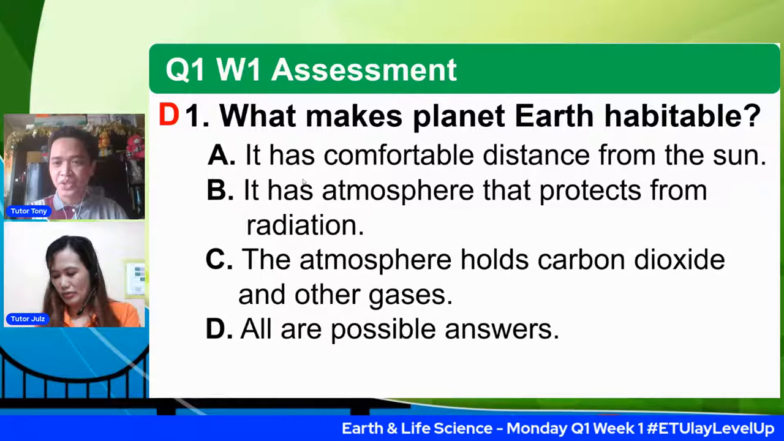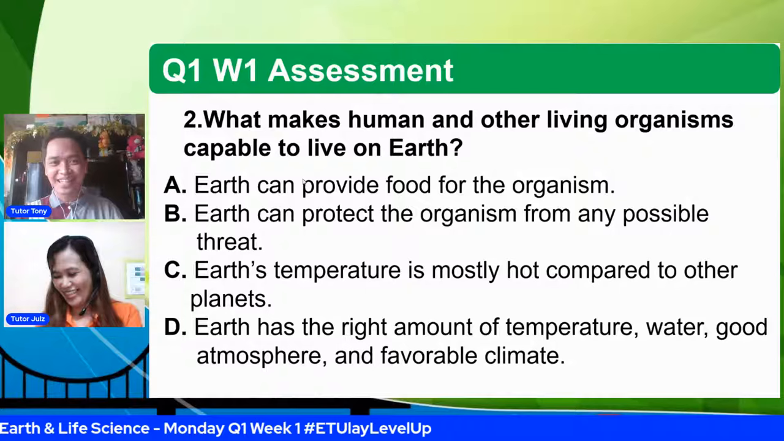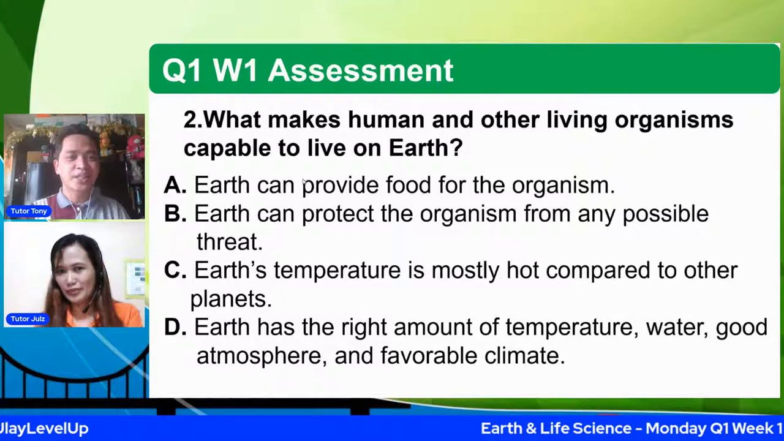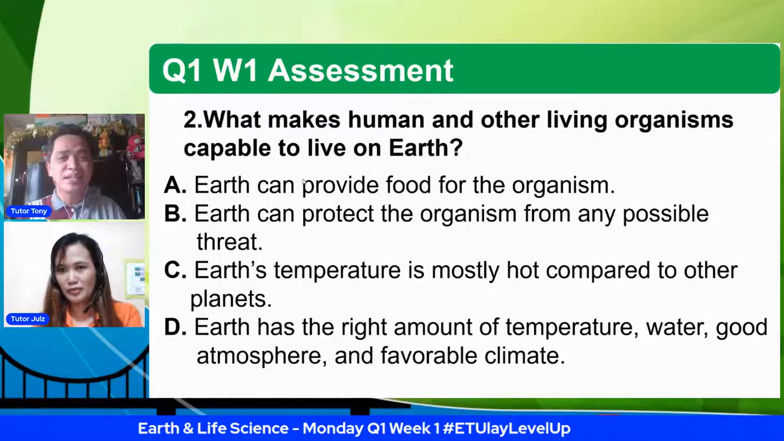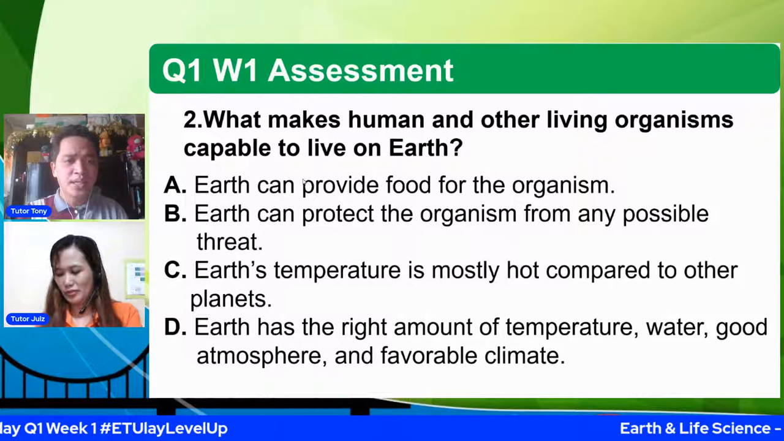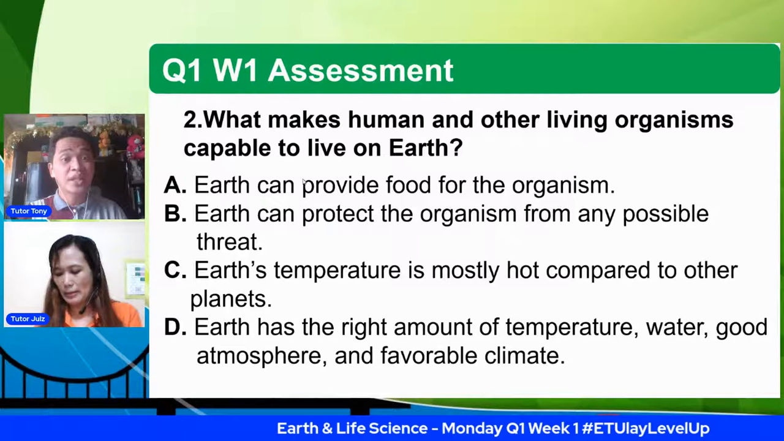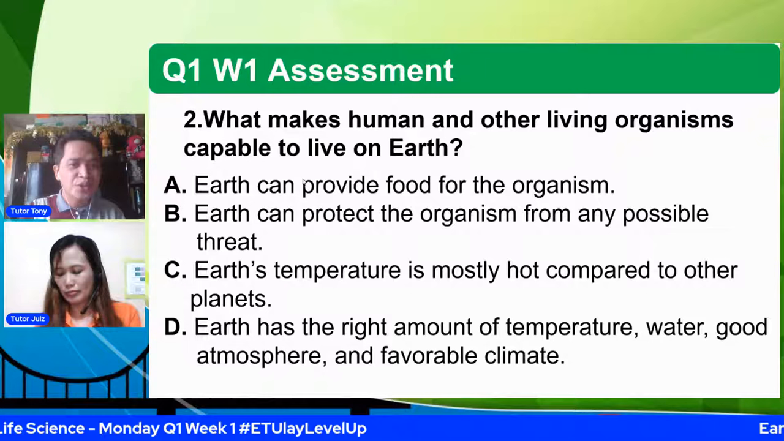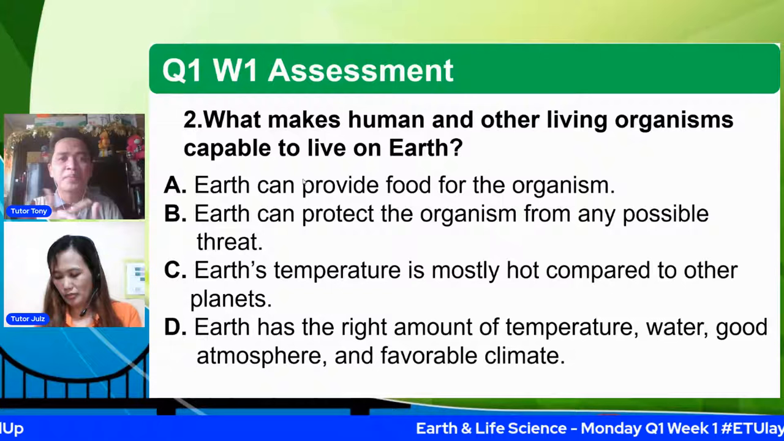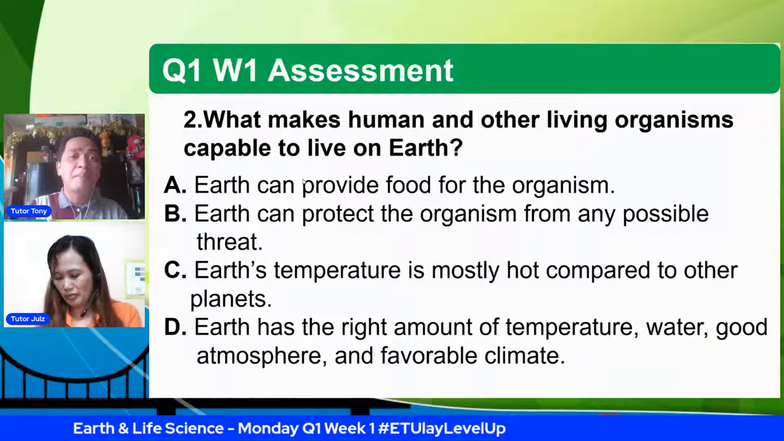Question number two. Pakilagay po yung item number. What makes human and other living organisms capable to live on Earth? So what is the best answer for this? Take a look at the choices. A, Earth can provide food. Food lang ba ang kailangan? B, Earth can protect the organism from any possible threat. So food, protection. Letter C, Earth's temperature is mostly hot compared to other planets. So may warmth na binibigay ang planeta. Or letter D, Earth has the right amount of temperature, water, good atmosphere and favorable climate.